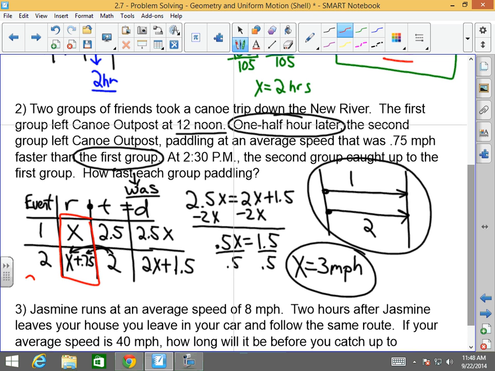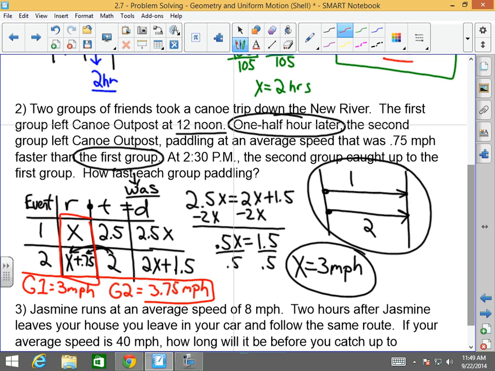So group 1 had a rate of 3 miles per hour. Group 2 had a rate of 3 miles per hour plus 0.75, so that would be 3.75 miles per hour.